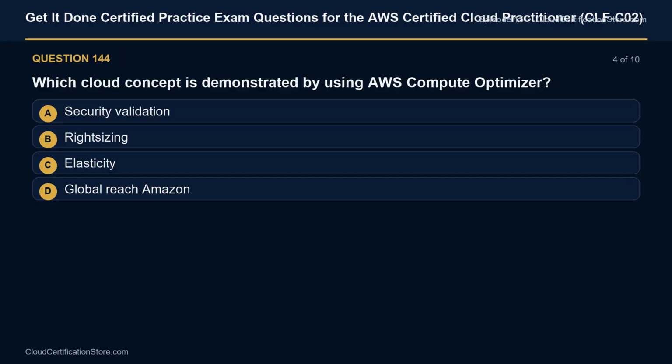Question 144. Which cloud concept is demonstrated by using AWS Compute Optimizer? Option A, Security Validation. Option B, Right Sizing. Option C, Elasticity. Option D, Global Reach.